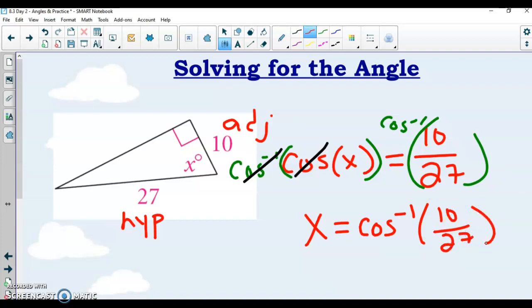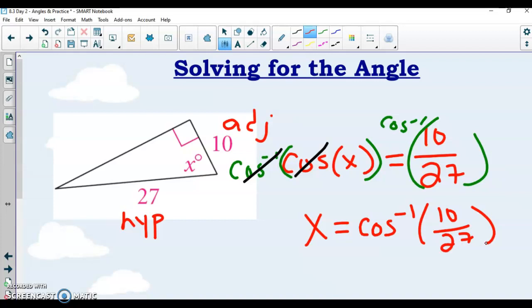If you're using a scientific calculator, you're going to hit the second button first, at the very top left-hand corner, and then hit the cosine button. What you'll see on your screen is cosine to the negative first, or inverse cosine. It automatically opens up a parenthesis for you. So we're going to type in just 10 divided by 27. Let's close up that parenthesis. And you should get 68.26.